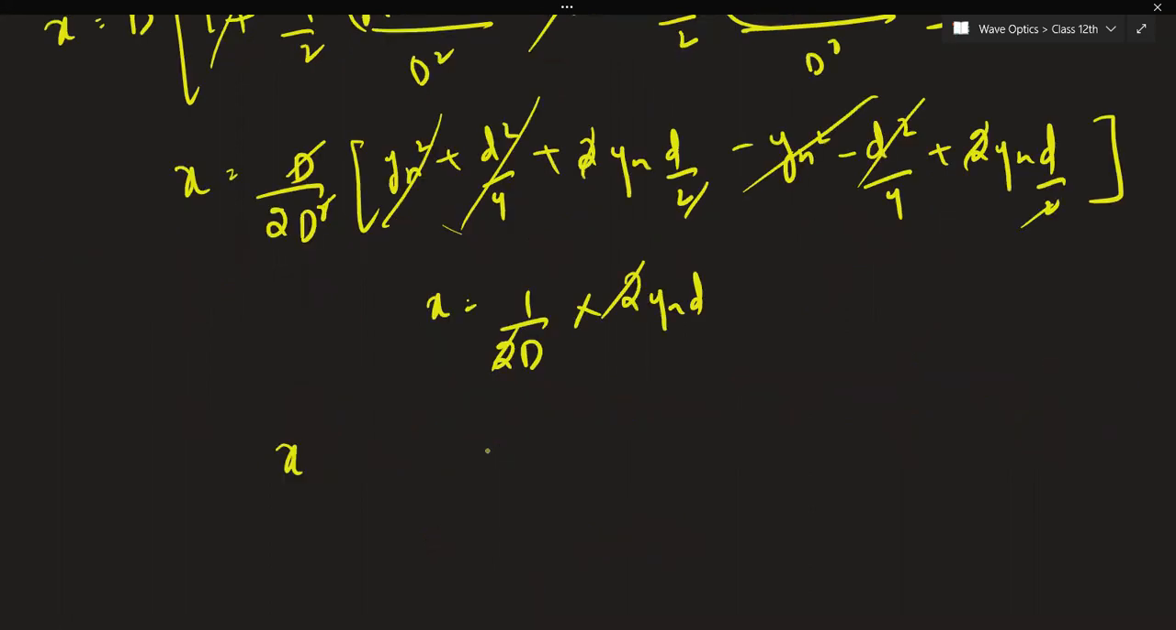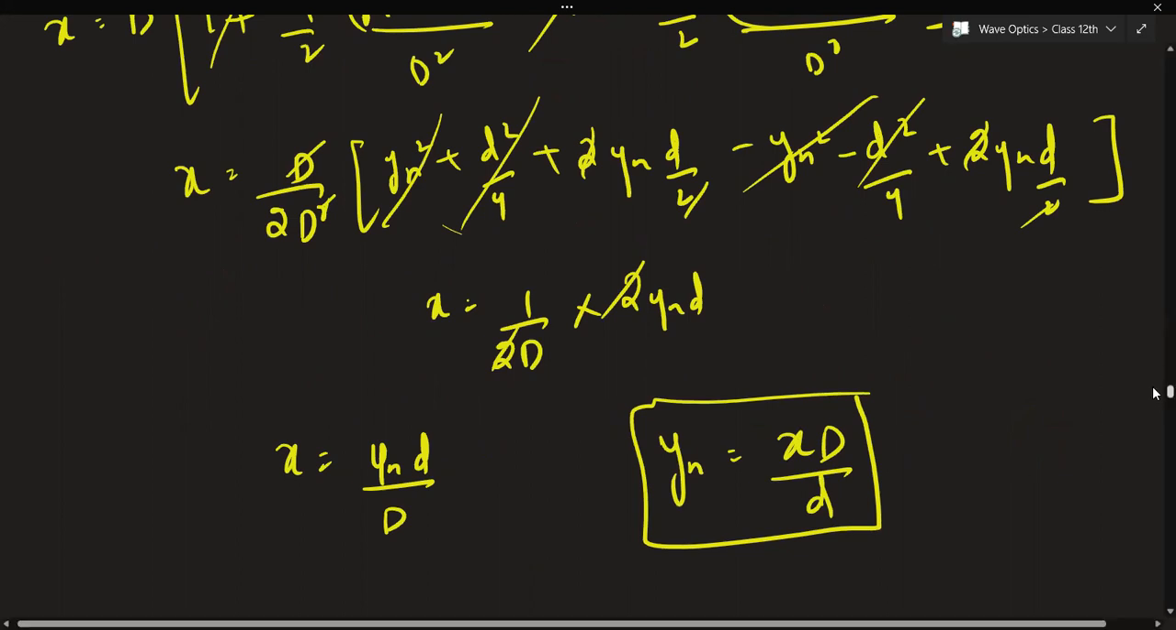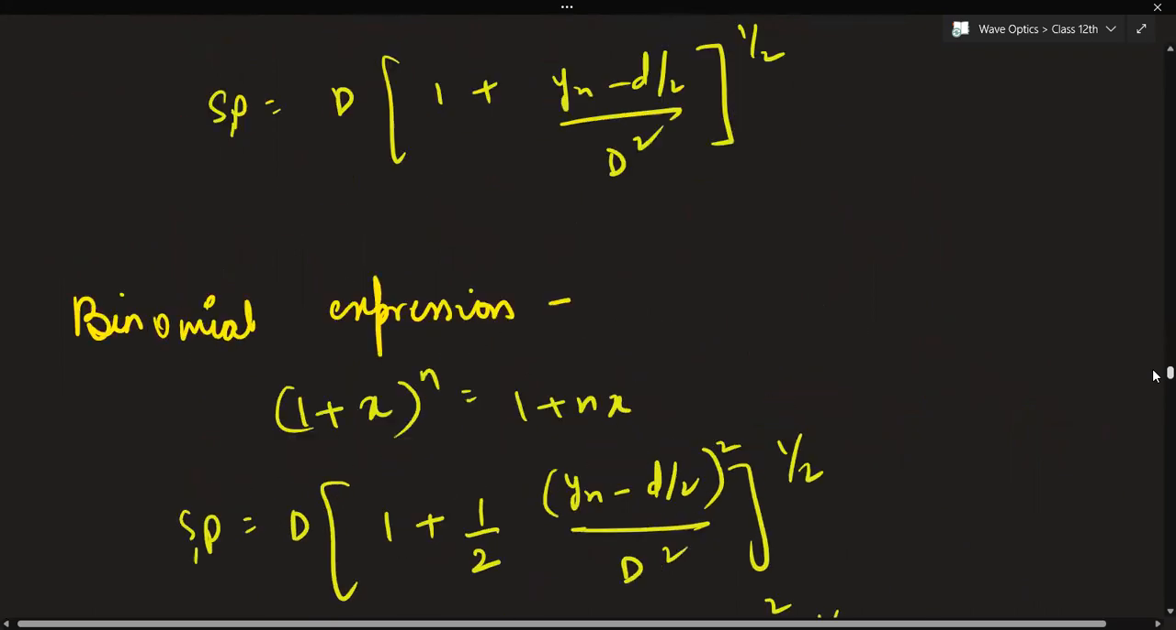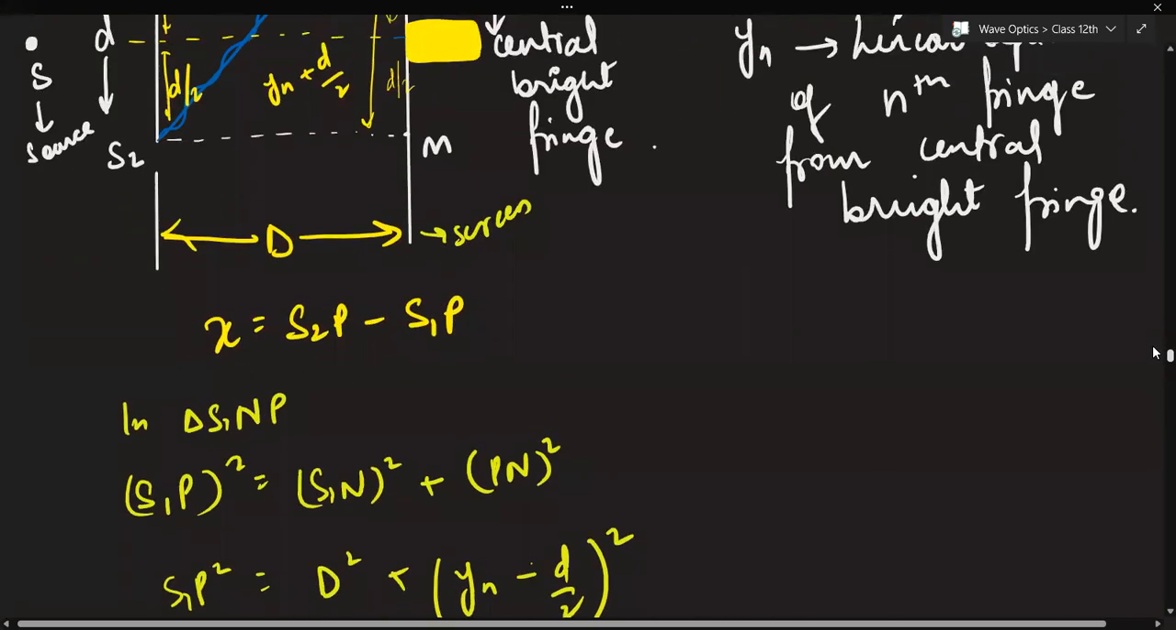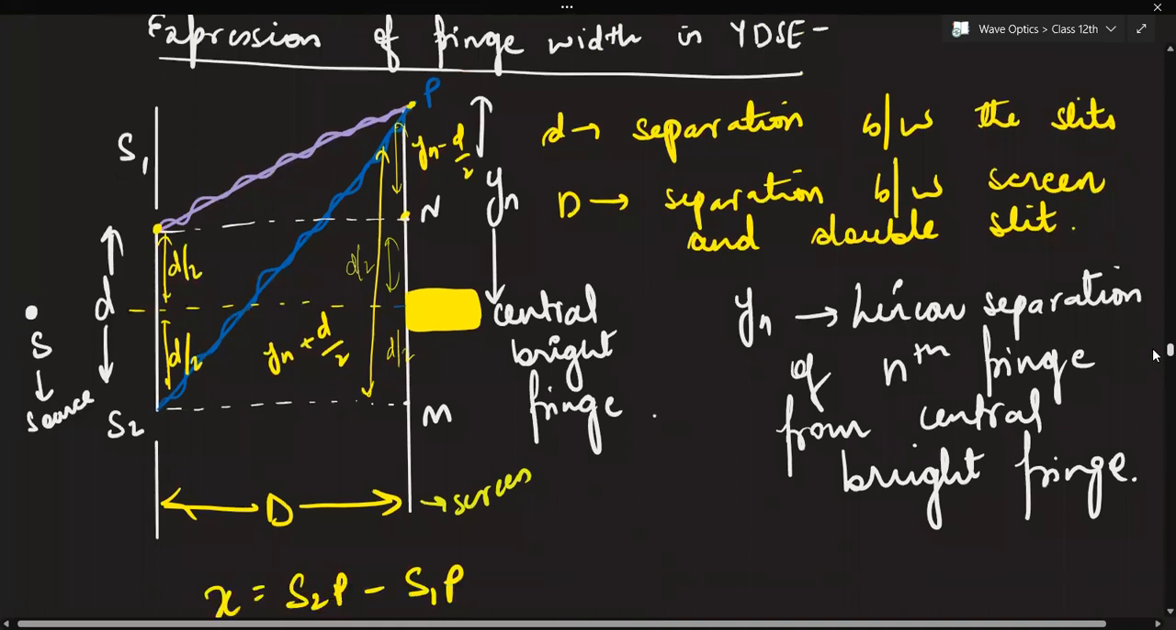That is, x is equal to yn d by capital D. So yn will be x capital D by small d. The rest of the details we'll see tomorrow. Quickly note it down. Questions and all I'll do tomorrow, because now 5 minutes are left. So in 5 minutes, just note it down, and wherever you get stuck, you can ask me. I'm here only.